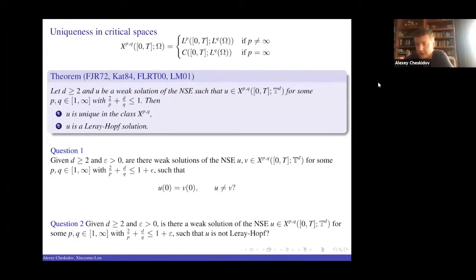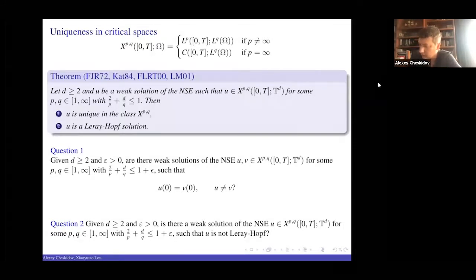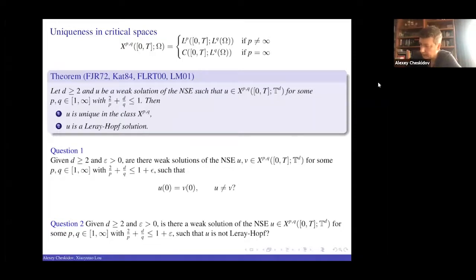So now it's natural to ask whether this result is sharp, right? So the first question that one might ask is whether, given the dimension D and any arbitrary epsilon, there are weak solutions of Navier-Stokes in the critical space for some P and Q that are right on the borderline of producing, so 2 over P plus D over Q is less than or equal to 1 plus epsilon, such that they have the same initial data, but they don't coincide, right?